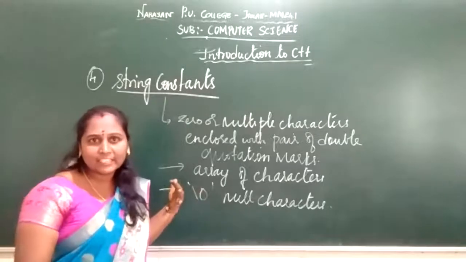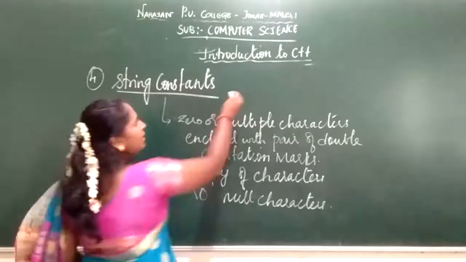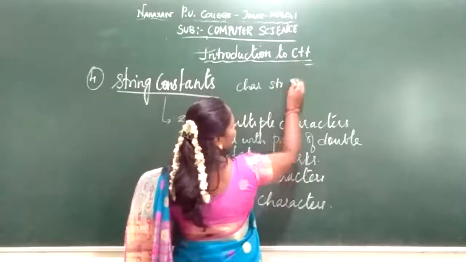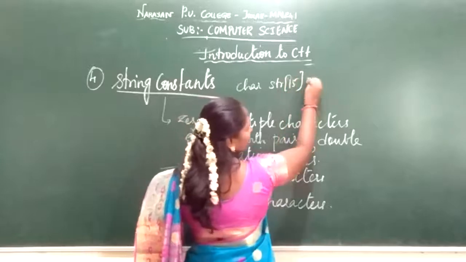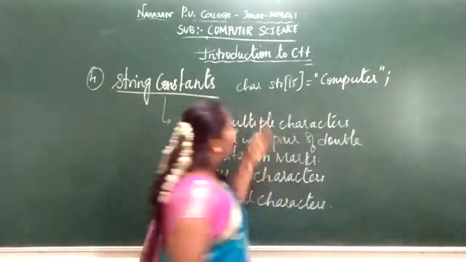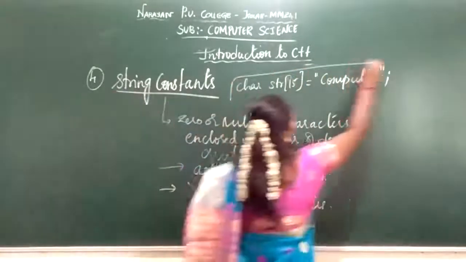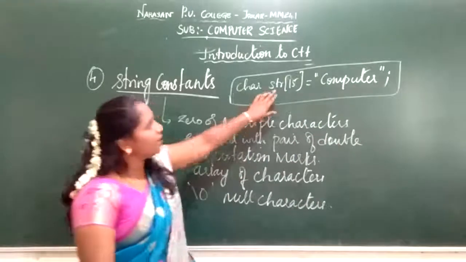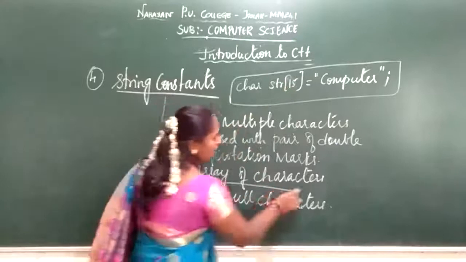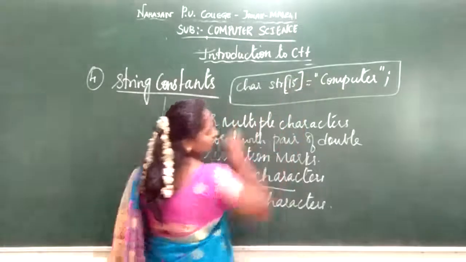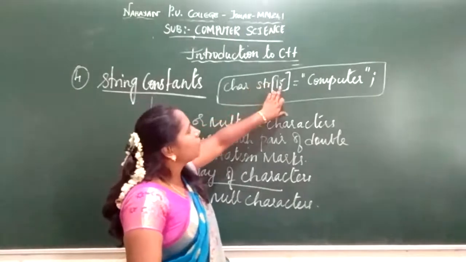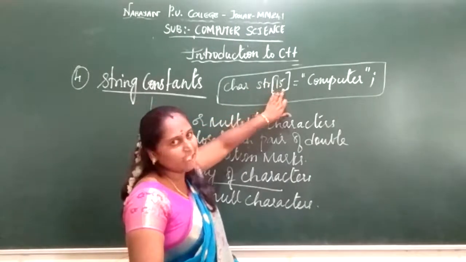By default, the compiler itself specifies that. For example, this is my character string, or str, I have mentioned 15. So I have entered computer. This is my example of a string constant. Character is the data type and str is my variable which holds the string. The size, I have told, it's an array of characters. We are going to study what is an array in the upcoming classes. The size is how many characters it can hold, up to 15, that is 0 to 14.